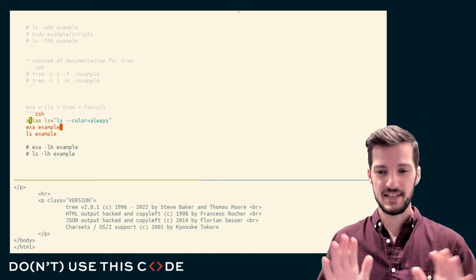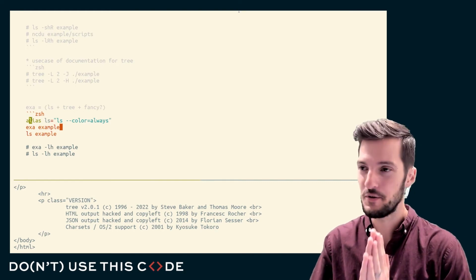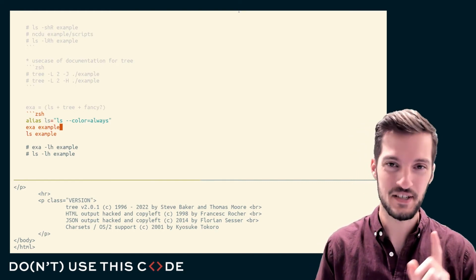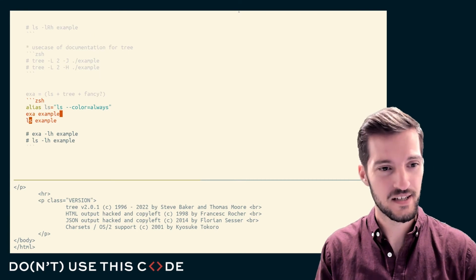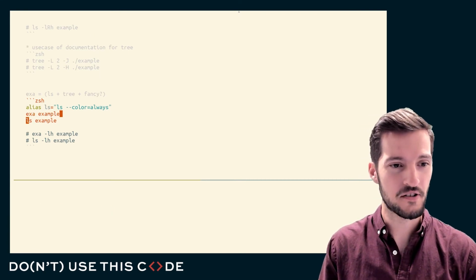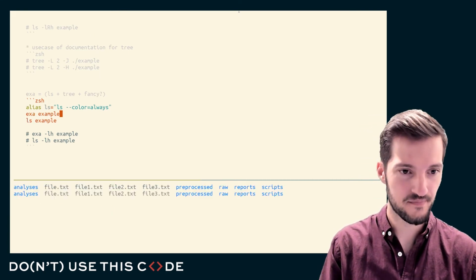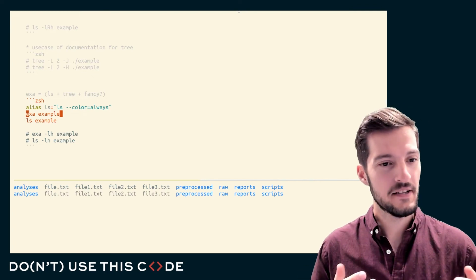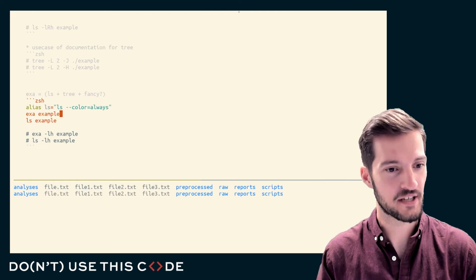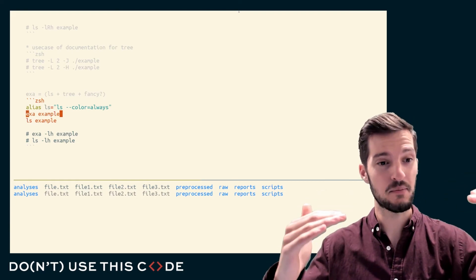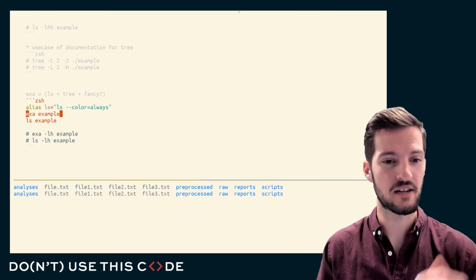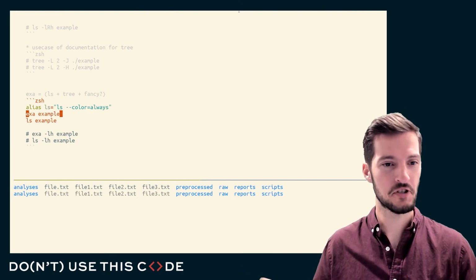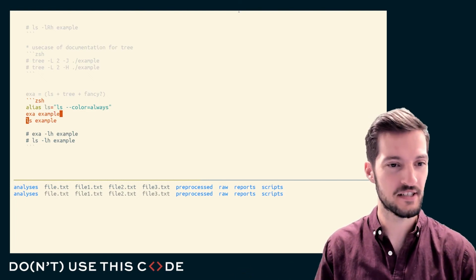And so that's enough about tree. I do think it's a fantastic tool and something I will personally be using. But let's move on to exa. Exa, as you can see here, is very similar to ls, right? So on the top here, you see the output of exa, and on the bottom, you see the output of ls. Looks the exact same, so what's the big deal?